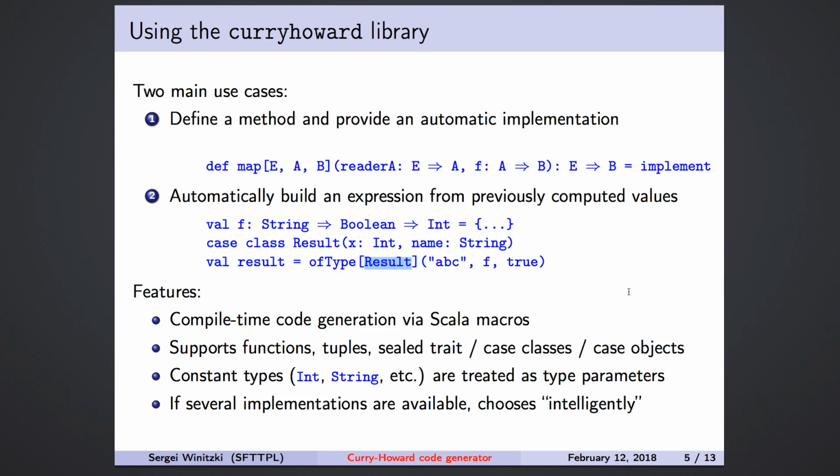In the library, the features currently implemented are that I support all the standard types, case classes, function types, type parameters. I support type aliases, constant types, and if there are several implementations available, for example, option A to option A, that should be an identity. If you generate a function of type option A to option A, that should be an identity. That could be seen as some kind of heuristic that tries to find out the best intention for your function.